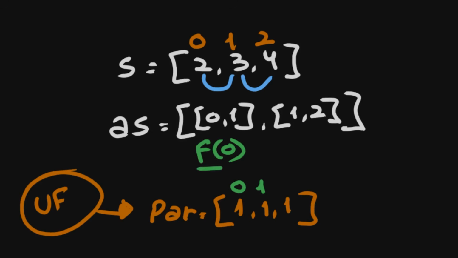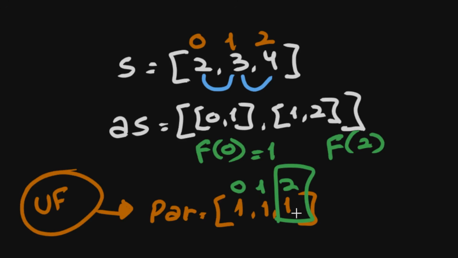So the result of this call is 1. And we can do the same with this index. We call find using 2 as the target. And for this we go to parents at index 2. And here we have a 1.